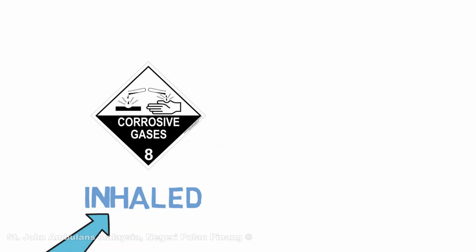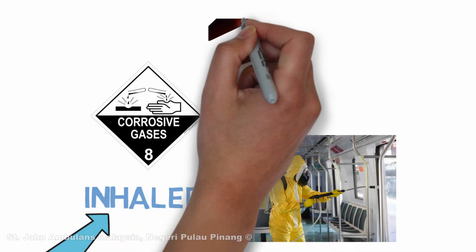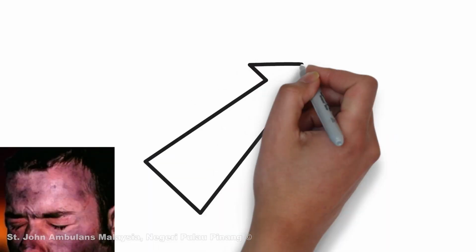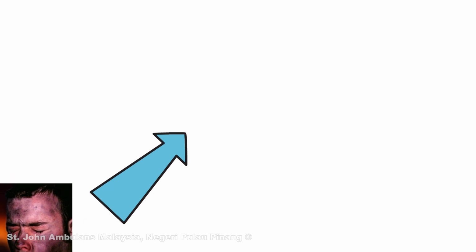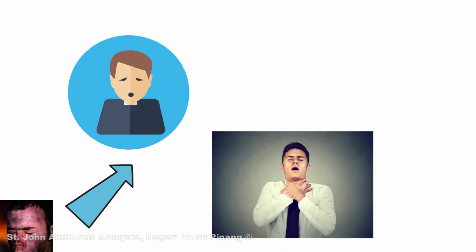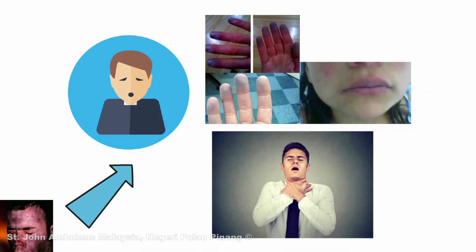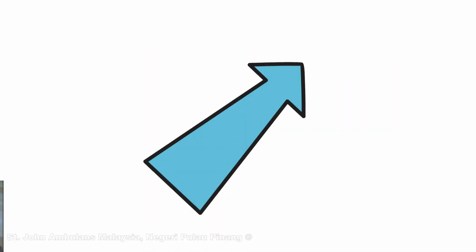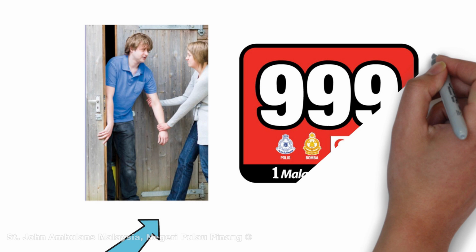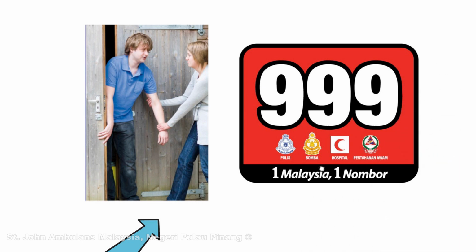Industrial chemical fumes from cleaning chemicals or fire can become poison. If someone inhales this poison, they might feel difficulty in breathing, and become hypoxic or cyanotic. You need to immediately transfer the casualty to somewhere safe with plenty of fresh air. Call 999 for emergency help.